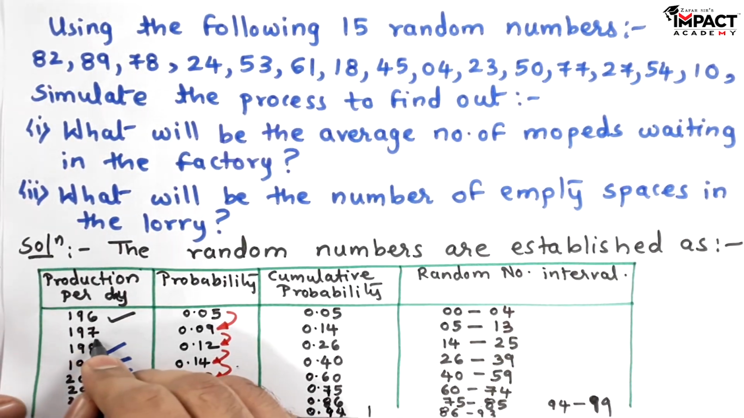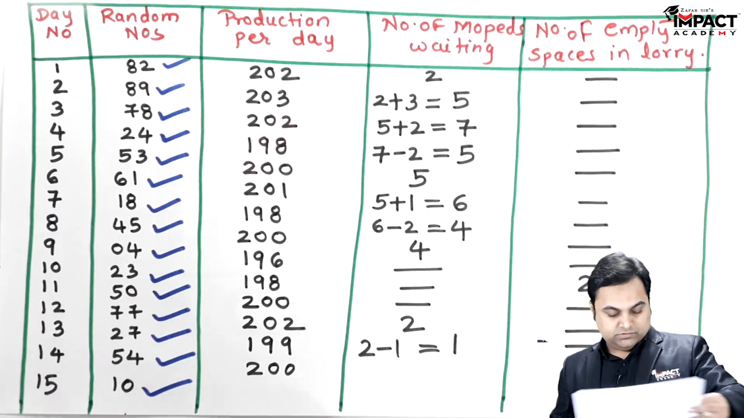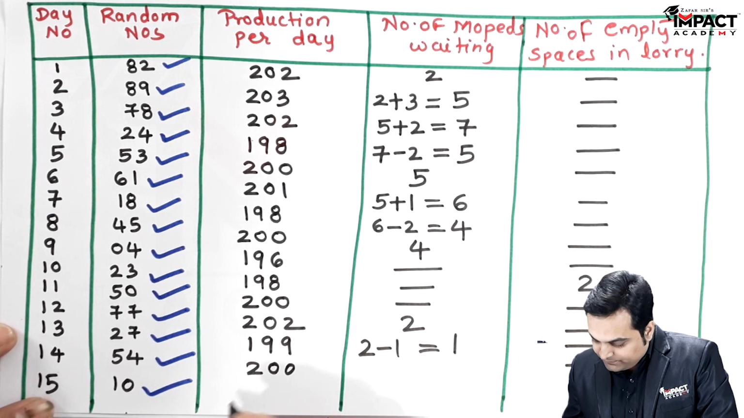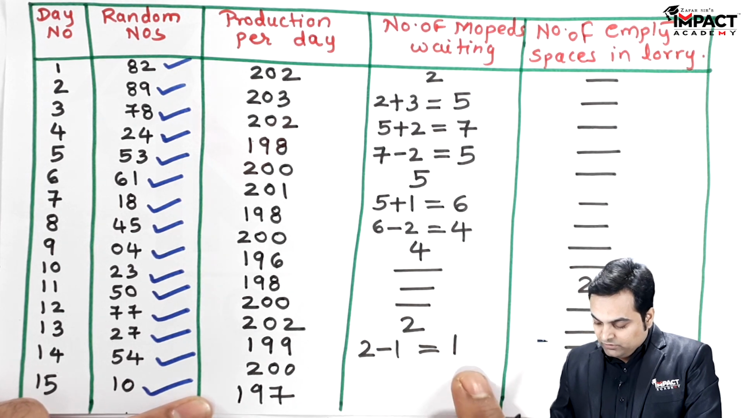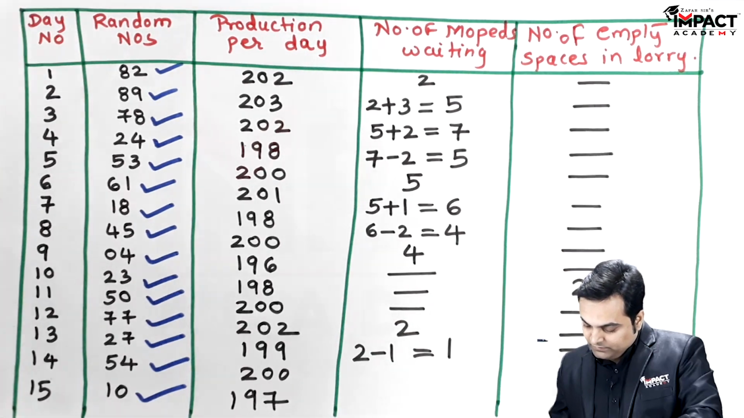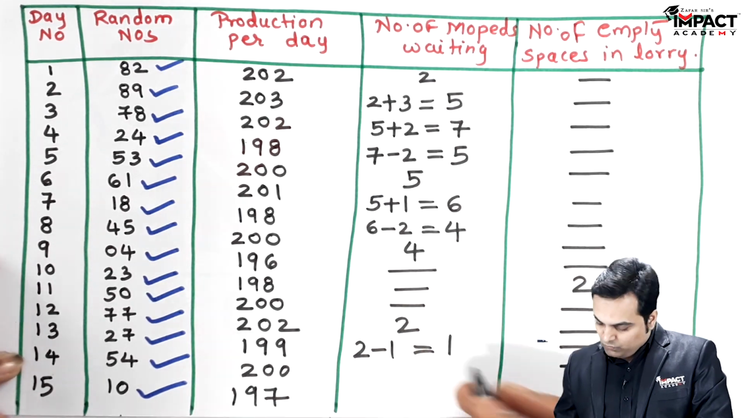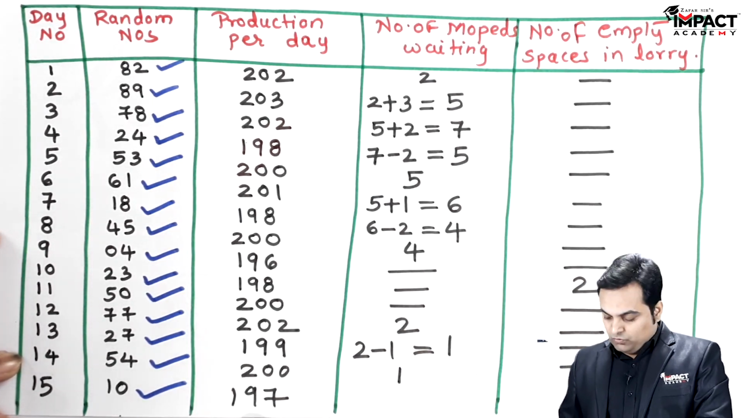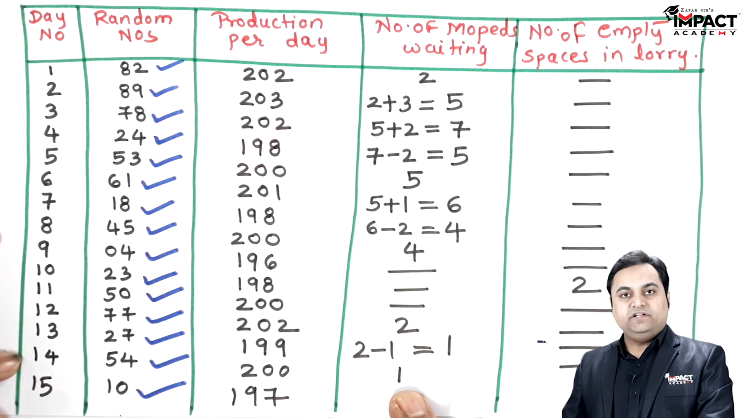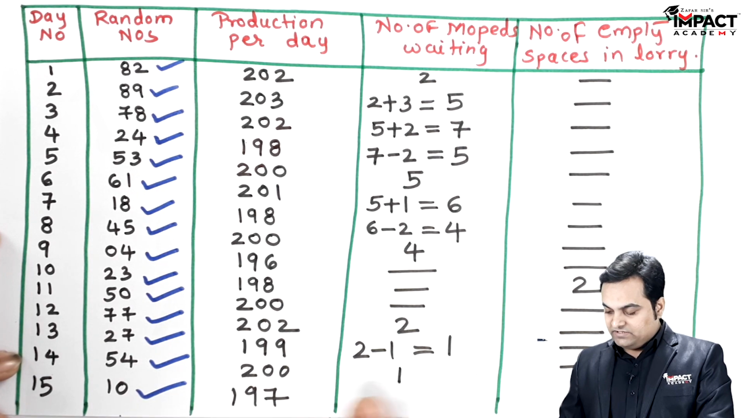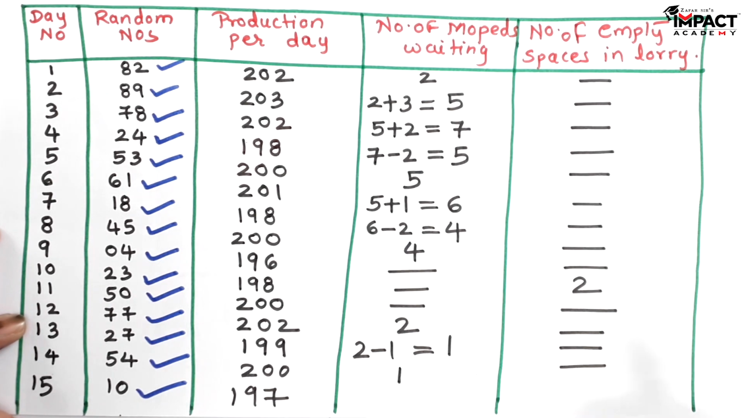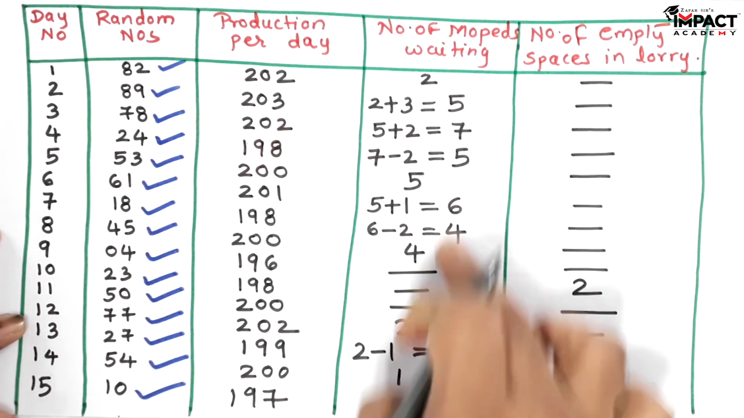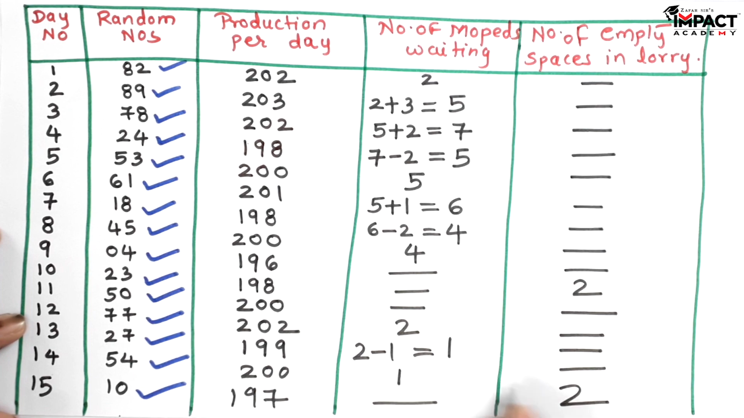The number of production is 197, so it is less than 200. So we have 197 production per day. And now to make it 200, the number of mopeds waiting with us, we have only this 1, and now 197 are there, but mopeds waiting they are only 1. So when I add in 197, I add 1, so that is 198, means it is less than 200. It means 2 empty spaces would be left in the lorry because we can't still make it 200. So now the number of mopeds waiting are 0 because this 1 goes over here.